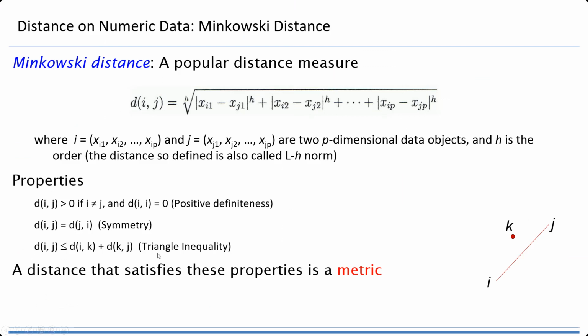And triangle inequality. If we have the distance from i to j, it is less than or equal to the distance from i to k plus the distance from k to j. We call this the triangle inequality. A distance that satisfies these properties, we call a metric. So this is a distance metric if the properties apply.